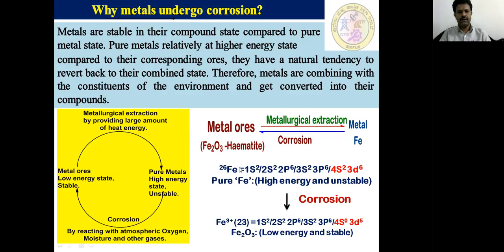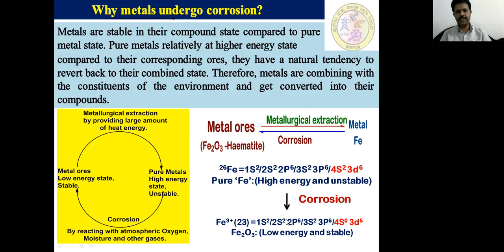If we look at pure iron, iron has atomic number 26, and its electronic configuration is 1s2, 2s2 2p6, 3s2 3p6, 4s2 3d6. So in the outermost orbital the electronic configuration is 4s2 3d6, but it is not a stable electronic configuration. To attain a stable electronic configuration, iron will donate its electrons to other elements.